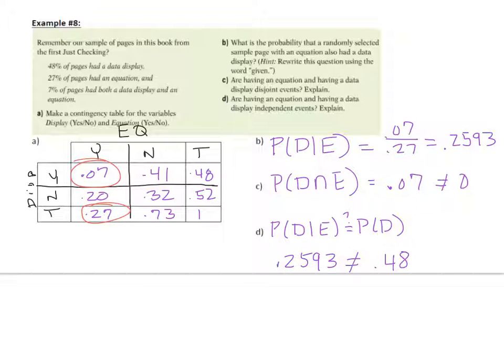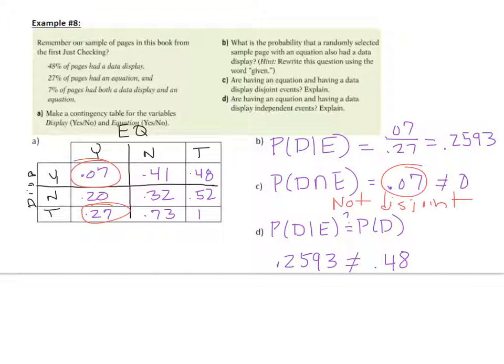Question C asks whether or not these are disjoint, and again, disjoint would mean that they have no intersection. We just saw in the numerator of the last one that 0.07 is the intersection, so 0.07 is not equal to 0, so these are not disjoint.